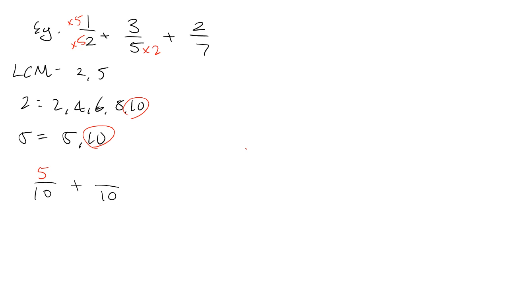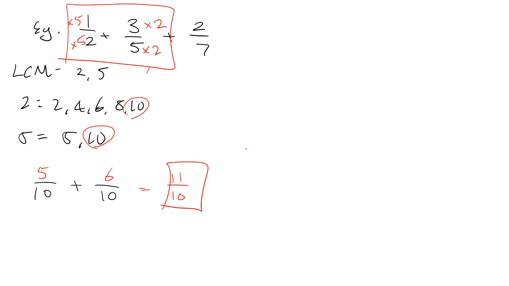We need to times 2 to 5, so we need to times 2 to 3. So 3 times 2 is 6. We add them, that will be 11 over 10. Now that 11 over 10 will replace these two, so that is equal to 11 over 10. So now what we have to do is do 11 over 10 plus 2 over 7.